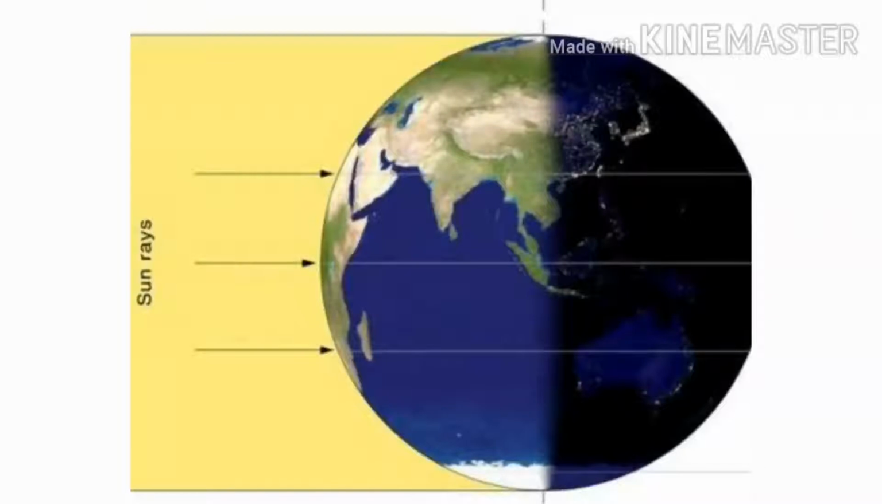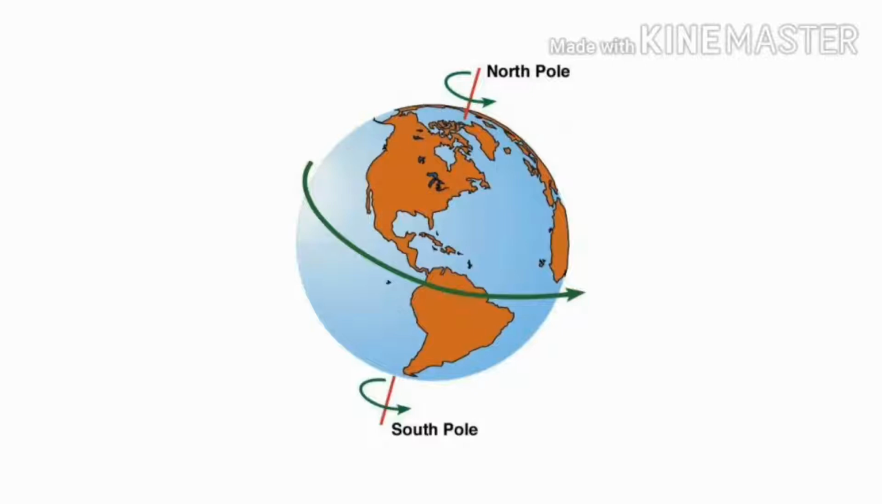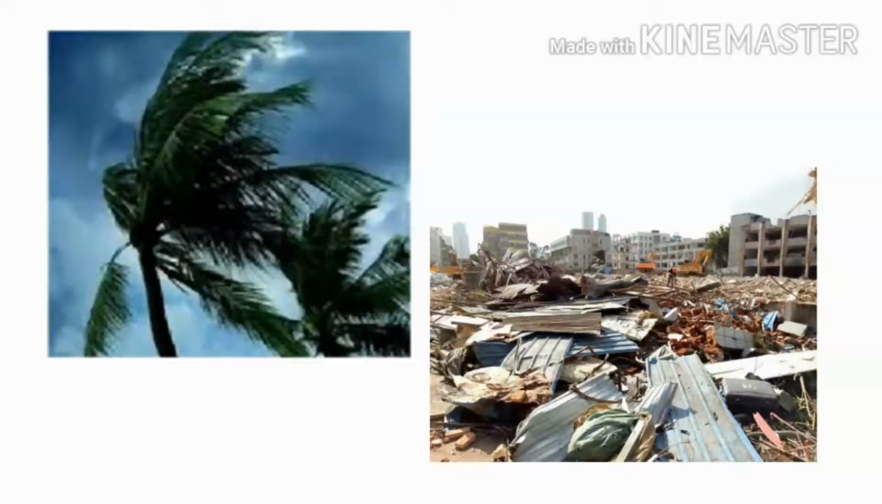The earth spins at 1000 miles per hour, and if it stopped suddenly, it would be hit by strong winds that move at 1000 miles per hour, knocking down all the buildings and everything that comes in its way.